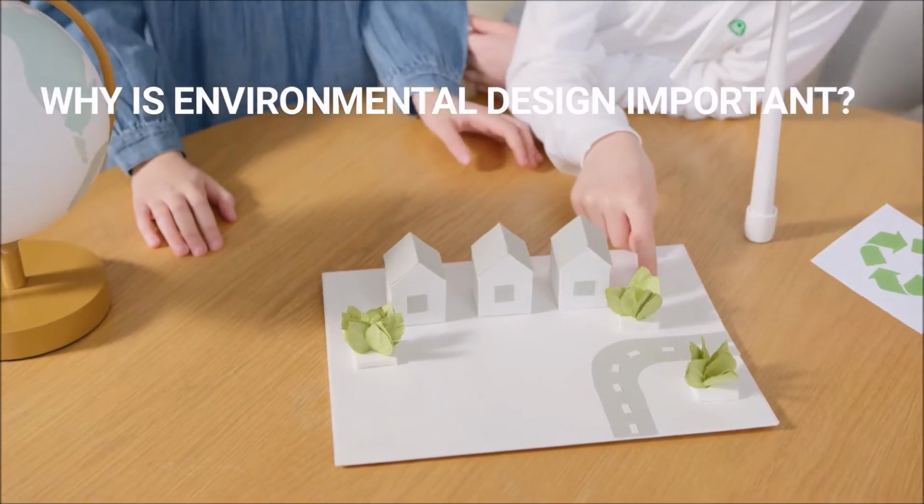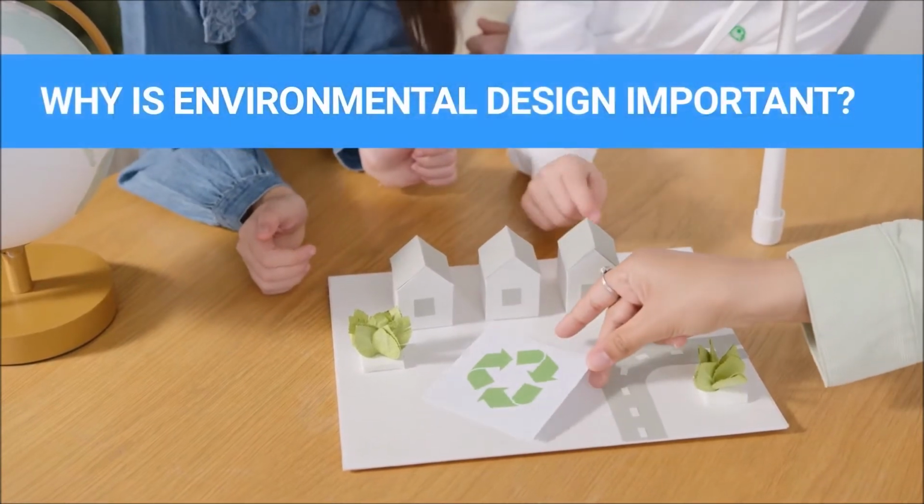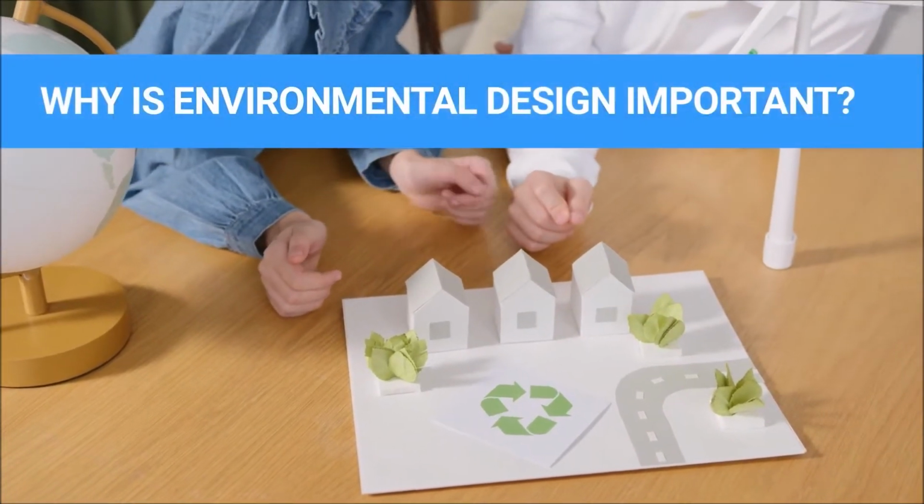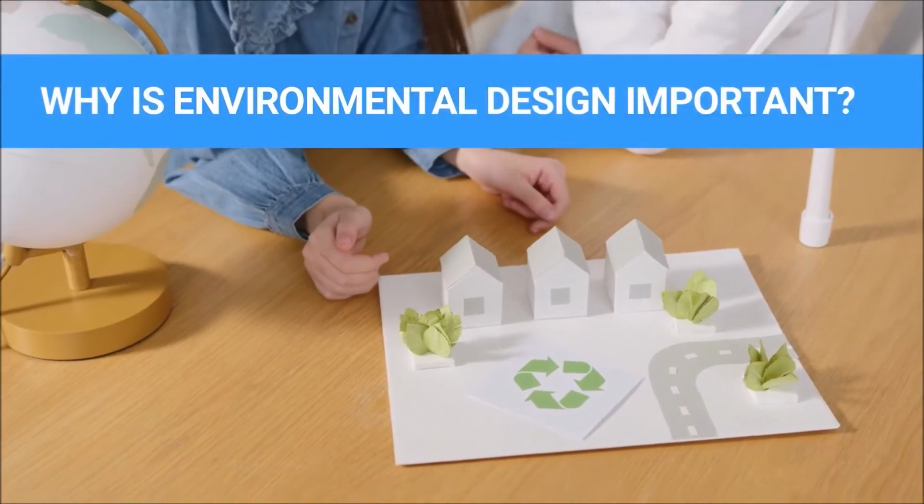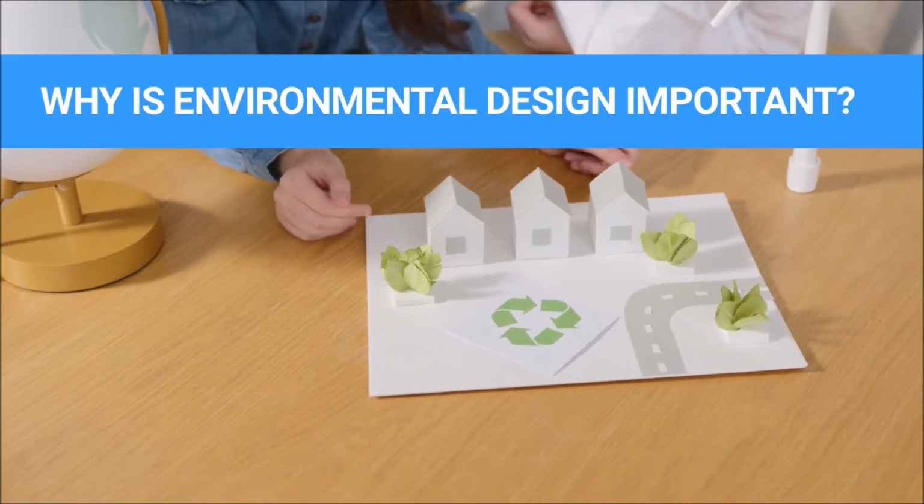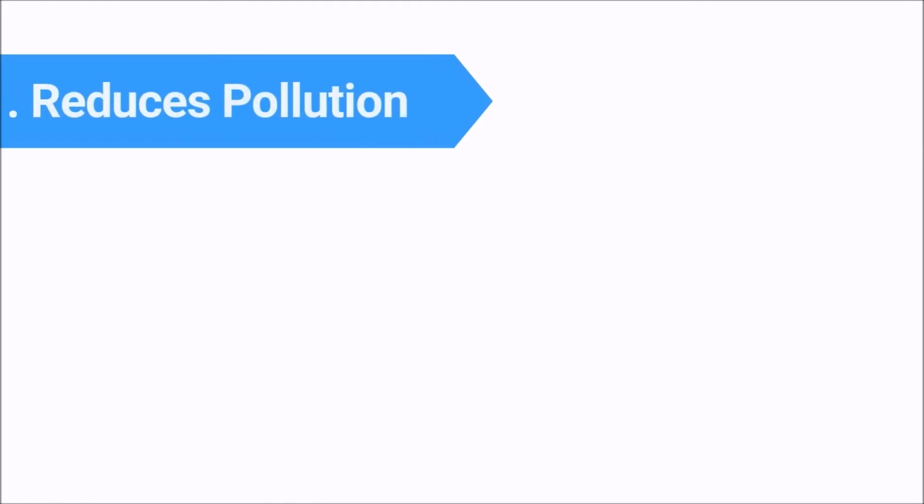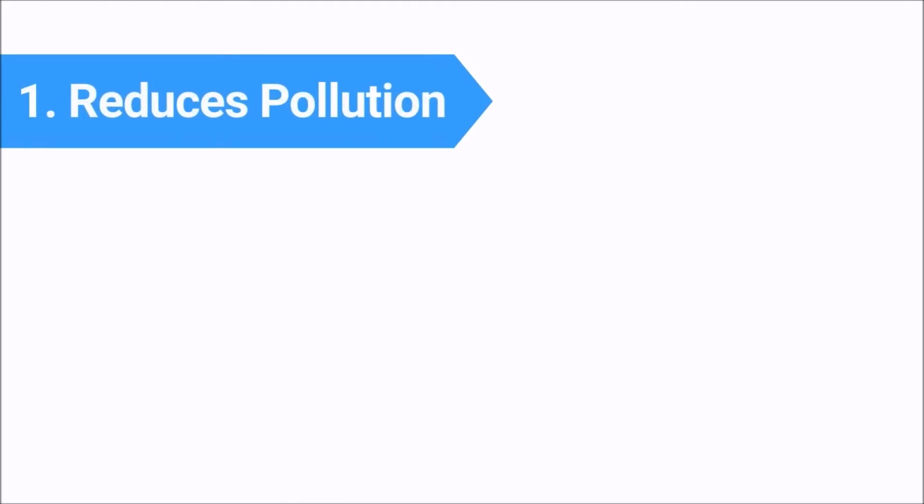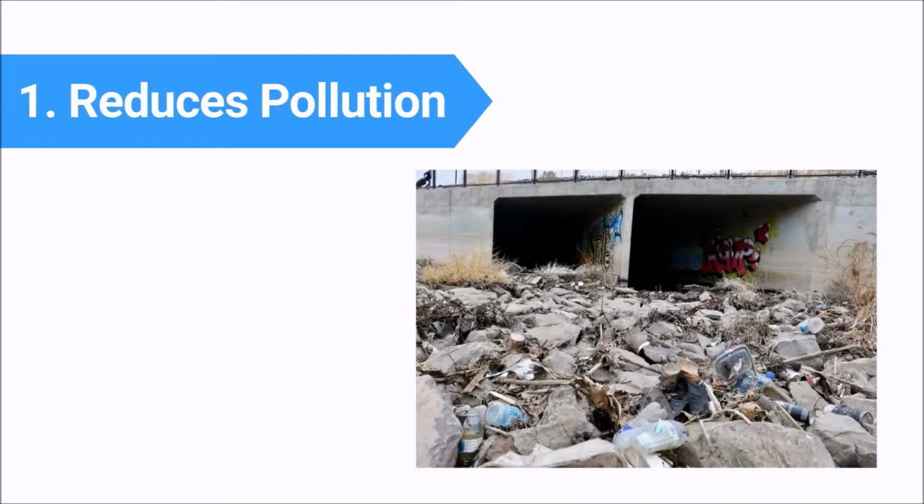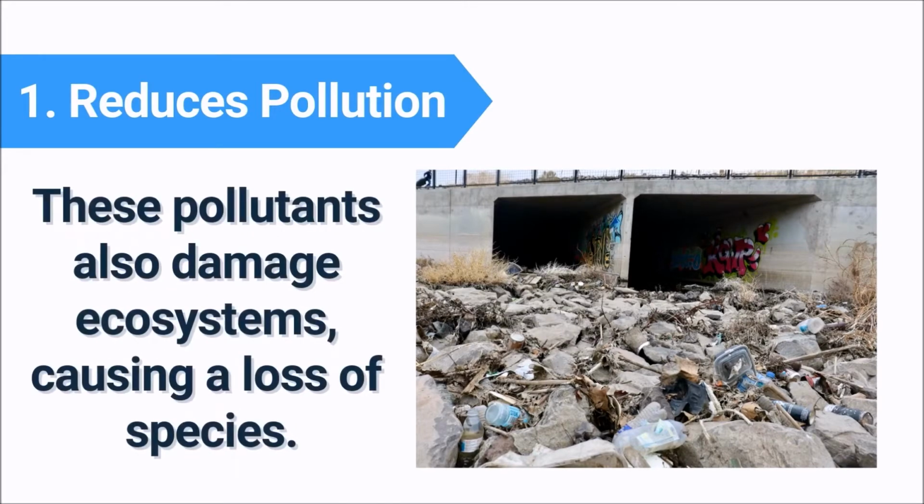Why is environmental design important? Environmental design principles can assist in improving environmental conditions. Because human activities cause most environmental degradation, environmental design focuses on preventing these behaviors. 1. Reduces pollution. There has been a lot of pollution all over the world. Pollution is caused by people doing things in the environment. Pollutants are polluting the environment right now. These pollutants also damage ecosystems, causing a loss of species.